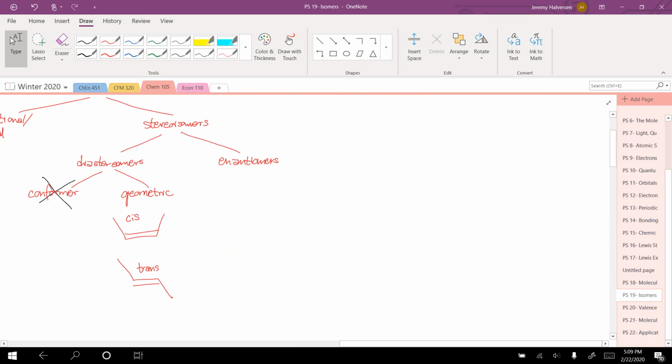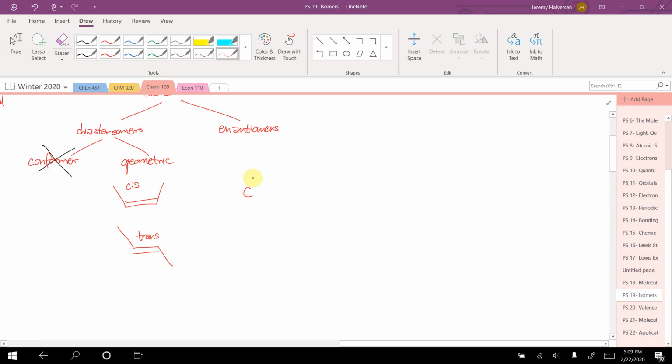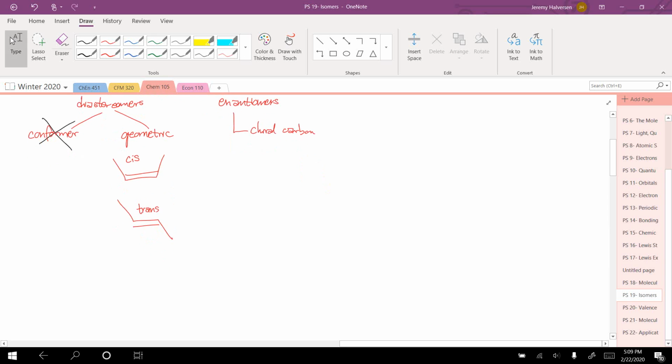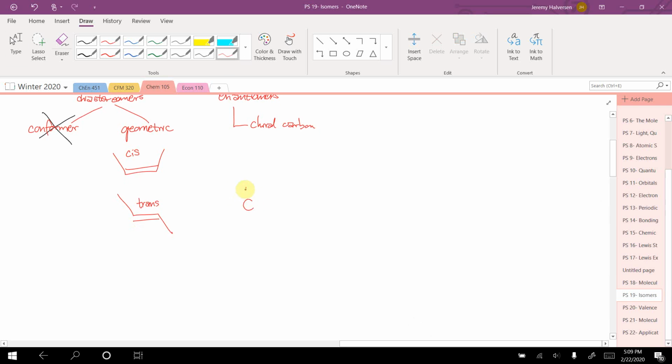And that brings us to enantiomers. An enantiomer requires a chiral carbon. A chiral carbon is a carbon atom that's connected to 4 different things. We'll get some practice later on in the problem set, I think, identifying chiral carbons. But if you have a molecule with a chiral carbon and you take the mirror image of that molecule, you have a different molecule. So let me give an example of something that is not an enantiomer.